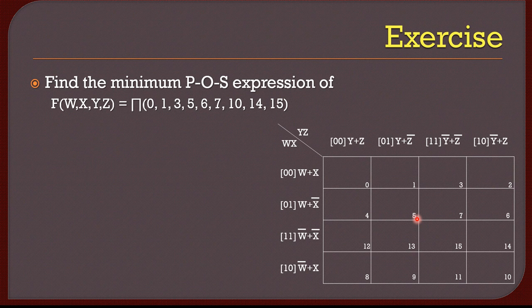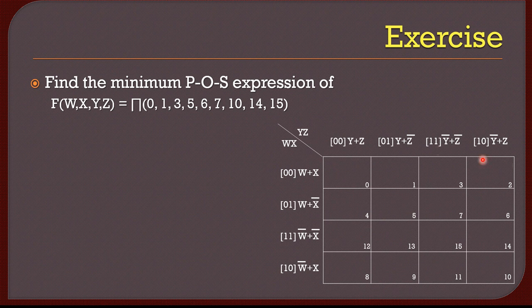Now you can see a question here. Find the minimum POS expression of the function f(w, x, y, z) equal to this symbol we used for POS, product of sum, 0 1 3 5 6 7 10 14 and 15.